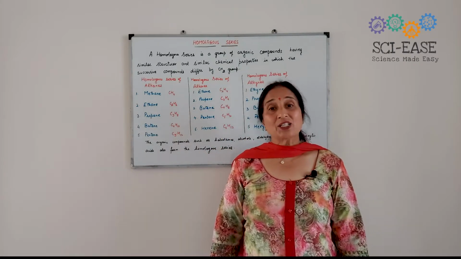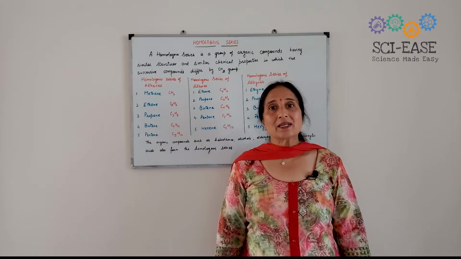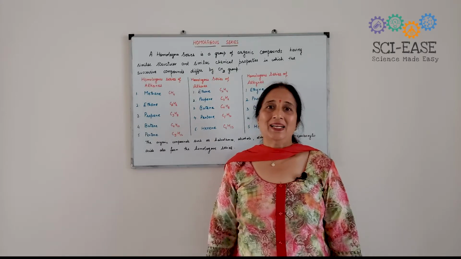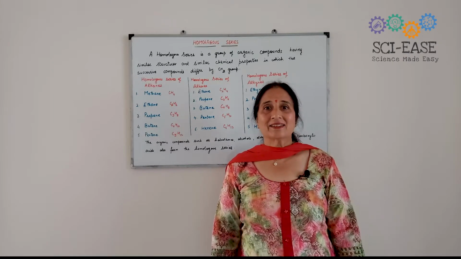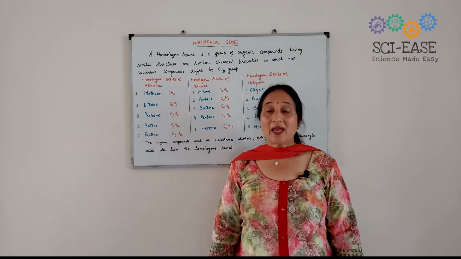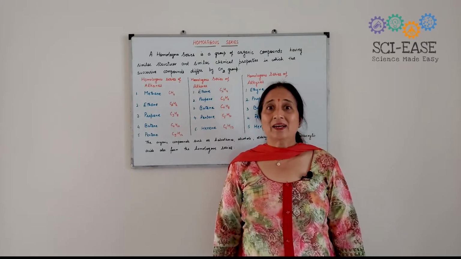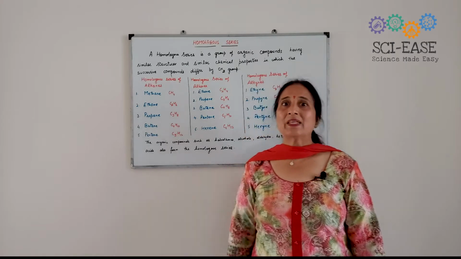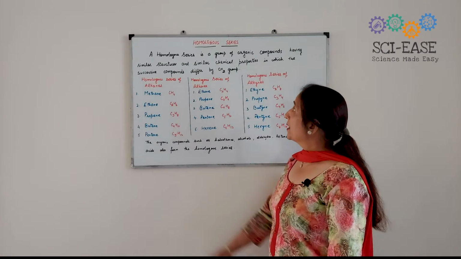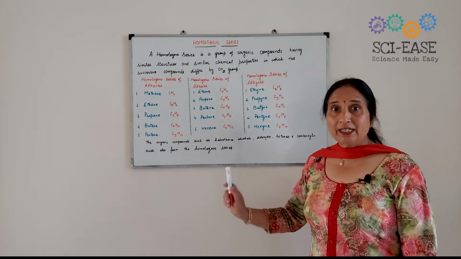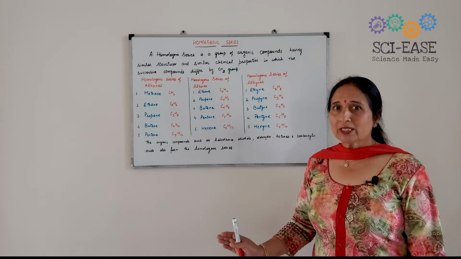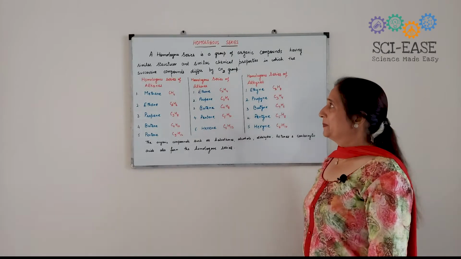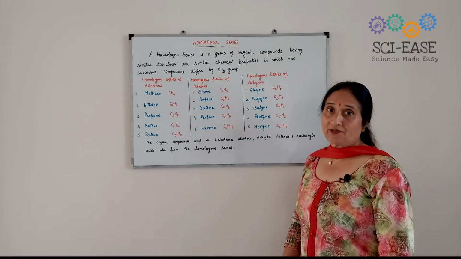Now, in the last video, I discussed the saturated and unsaturated hydrocarbons, that is alkanes, alkenes, and alkynes. In continuation to that, I want to tell you one very important term, that is homologous series. So in this video, I will tell you in detail about the homologous series of alkanes, alkenes, and alkynes. What is a homologous series first?